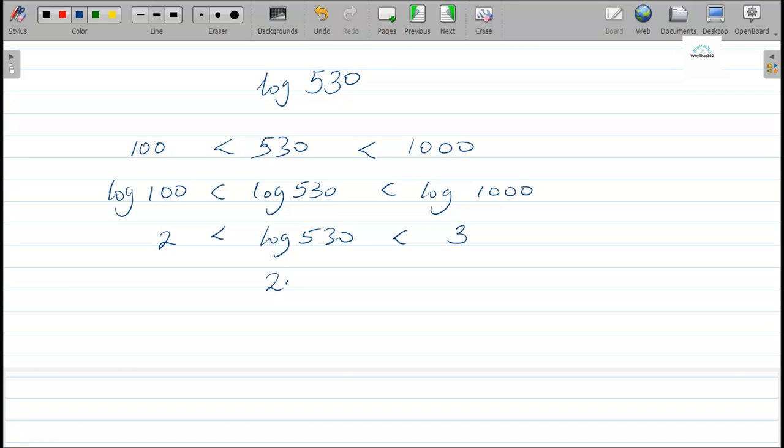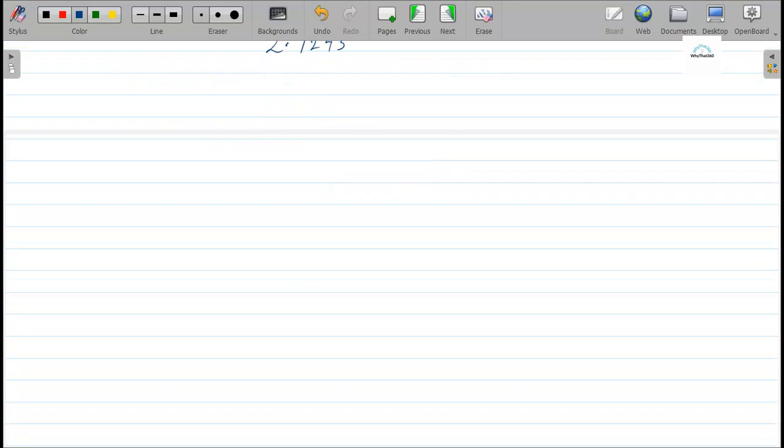It could be 2.724 or 2.7243, close enough. The answer will be around there. I'll be giving you more questions for you to try.